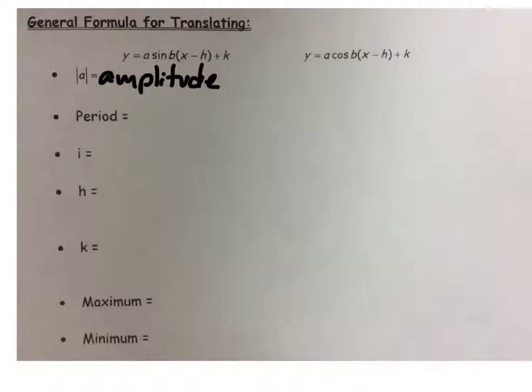Okay, and then the period is found by taking 2 pi and dividing that by b. The increment, this is still review, is just the period over 4, or you could say the period times 1/4. Same thing. Okay, now we're on to the new stuff, this h. The h is the shift left or right.